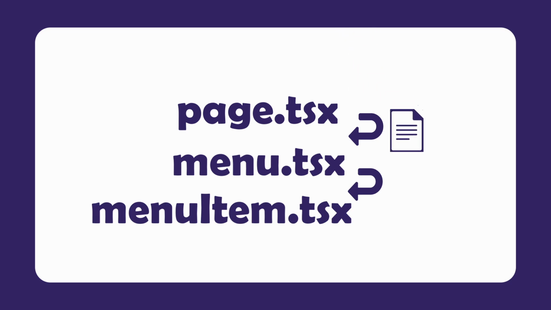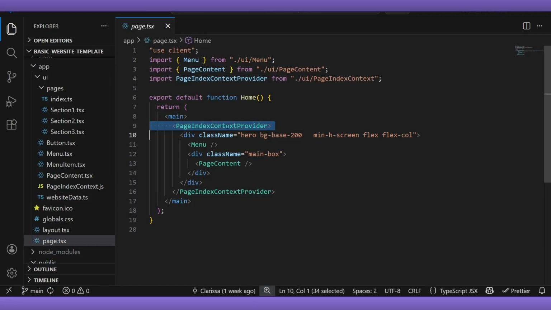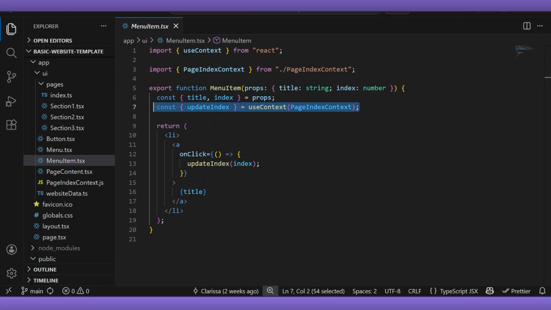React contexts are actually super useful because instead of having to pass props down through a long line of components just to get it to the child component, or as we call it in the biz, prop drilling, instead I'm wrapping the page in page index context provider and then calling this provider and the components I need.